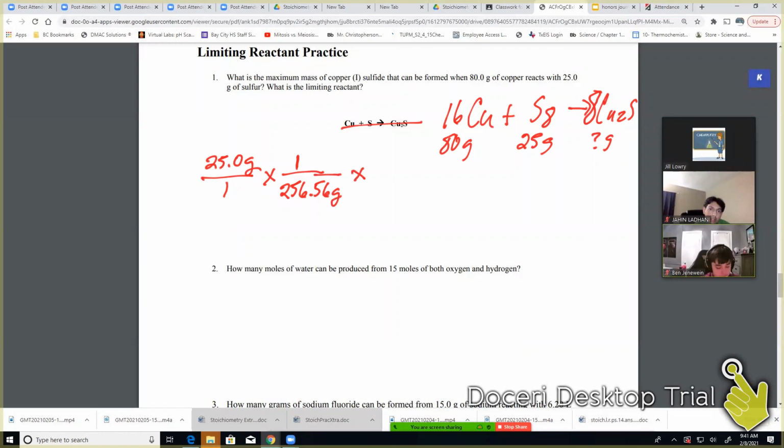And then my next conversion factor is the one that always has to be used, the mole to mole ratio. So I do moles of my known, which is 1, over moles of my unknown at the top, which is 8. And then I finish with my last conversion factor, the molar mass of my unknown, which is 159.17 grams over 1.